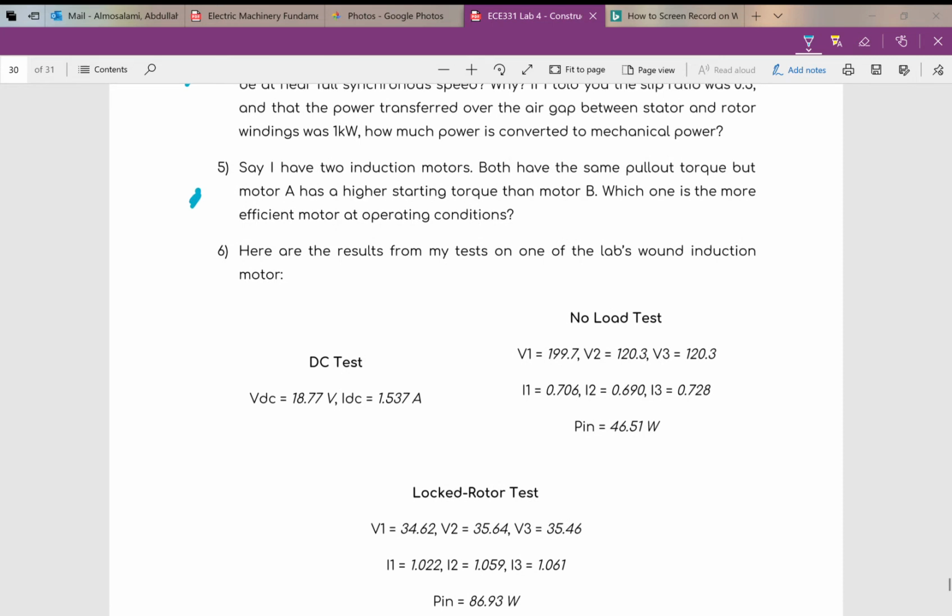Say I have 2 induction motors. Both have the same pull-out torque, but motor A has a higher start torque than motor B. Which one is more efficient at operating conditions? Okay, so we have 2 motors over here. Let me draw this out real quick. Okay, let me draw this curve here. This is my speed. This is my torque. Okay, and it says over here they have the same pull-out torque.